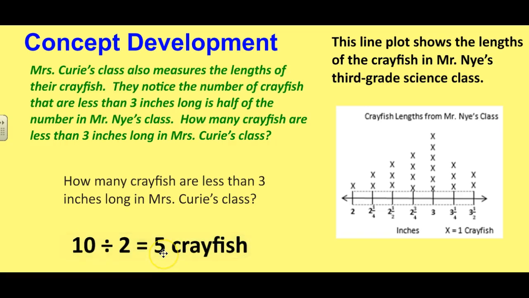Okay, so you should have got that there were 5 crawfish in Miss Curry's class, and this is a way that you could have thought of it, 10 divided by 2, because when you take 10 divided by 2, you're taking 10 and you're just cutting it in half, and we know that 5 and 5 make 10. So we know that 5 is half of 10, and that's how many crawfish she has in her class.